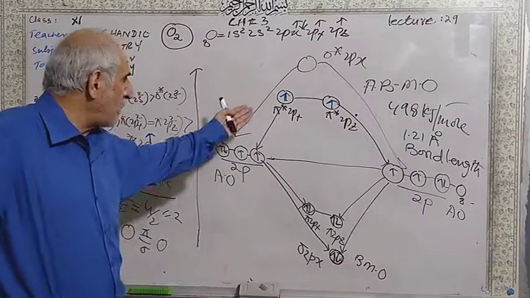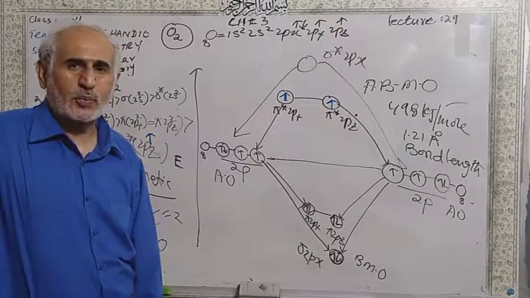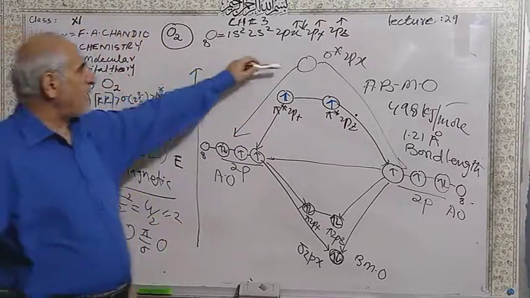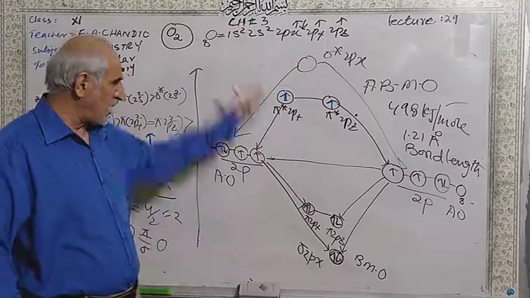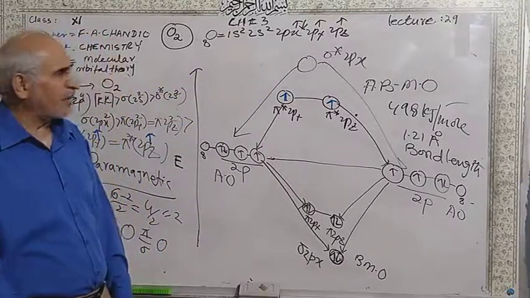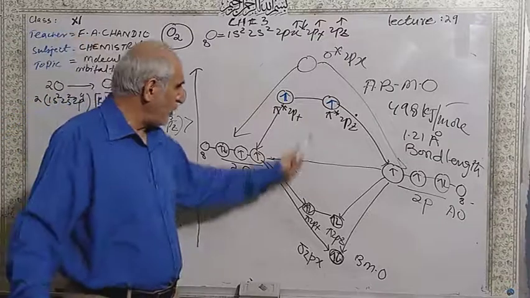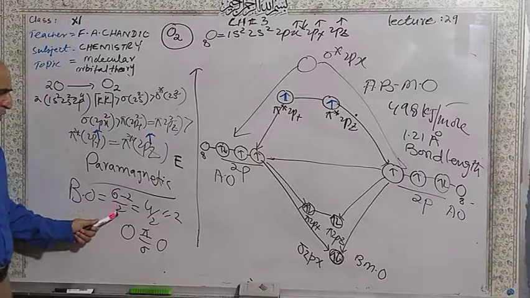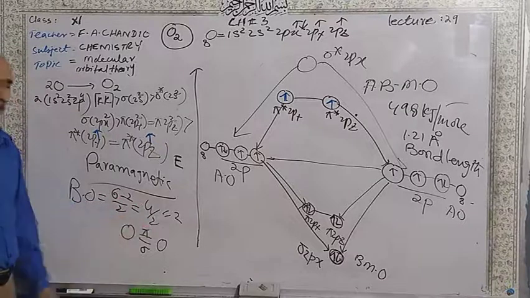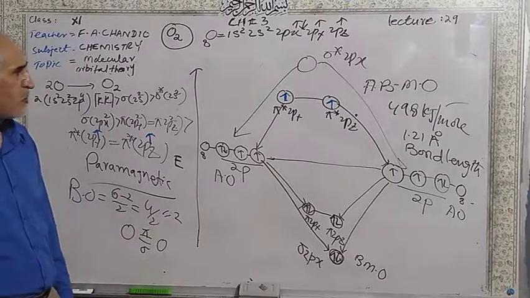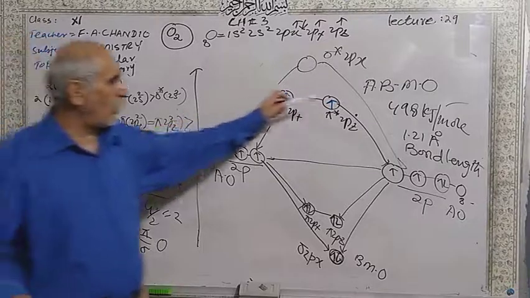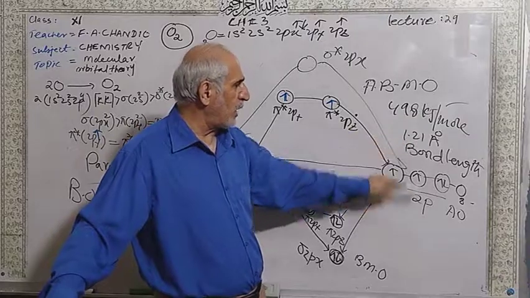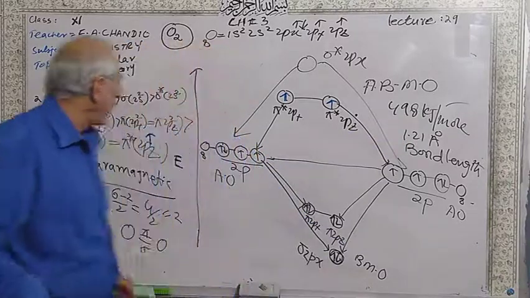So 1 will be in the pi star 2py and 1 in the pi star 2pz according to Hund's rule. No electron will enter the sigma star 2px because all the electrons are completely used. 6 in bonding and 2 in anti-bonding, so the bond order is 6 minus 2 over 2, which is 4 divided by 2, giving 2, so a double covalent bond is formed. Bond energy is 498 kilojoules per mole, a strong bond, and the bond length is 1.21.